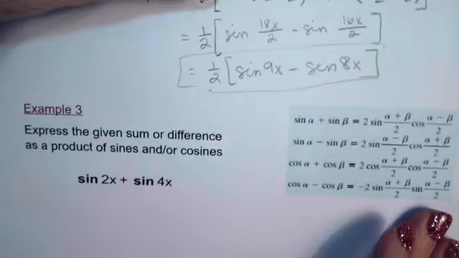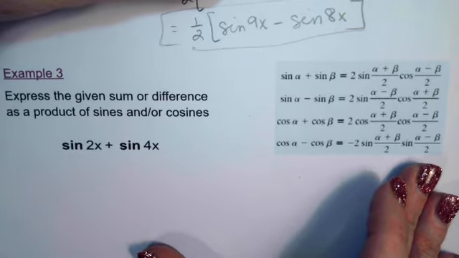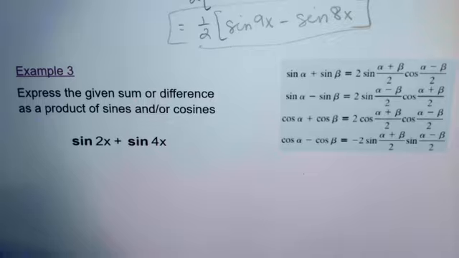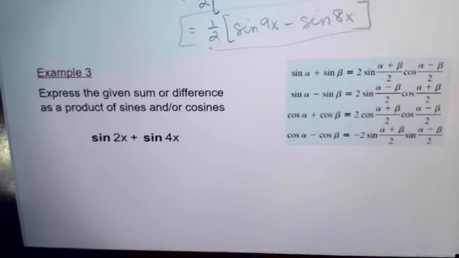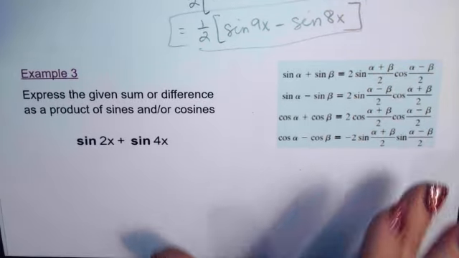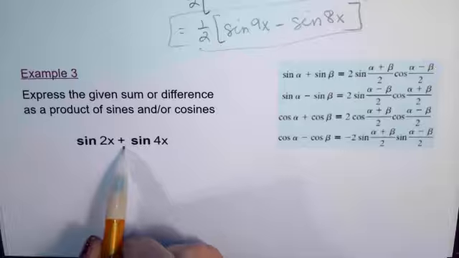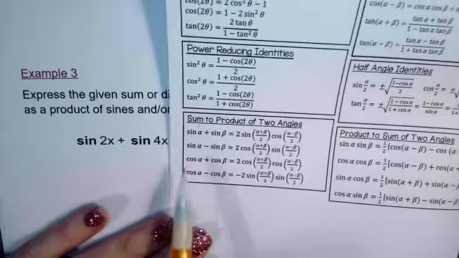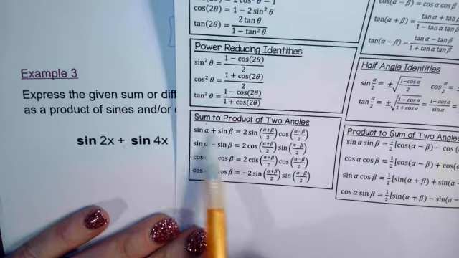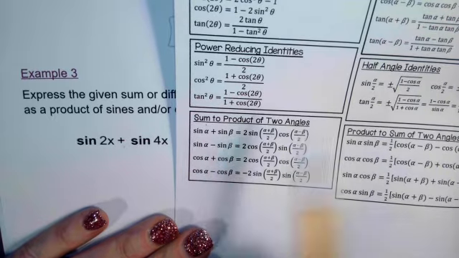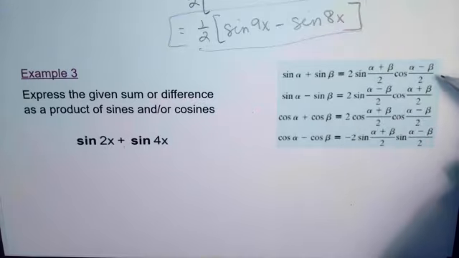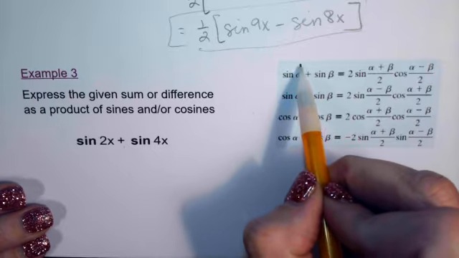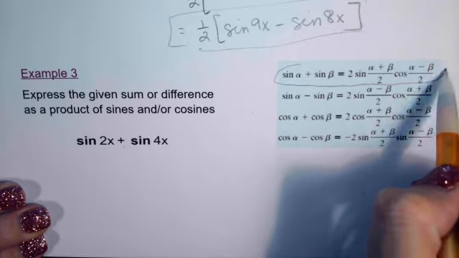All right, so now we're looking at example 3. Example 3 says express the given sum or difference as a product of sines and or cosines. Now, context clue, this is addition, so sum or difference. We're starting with the sum or difference, so we're going to use this box here. And this is sine plus sine. That's going to match what we have here.